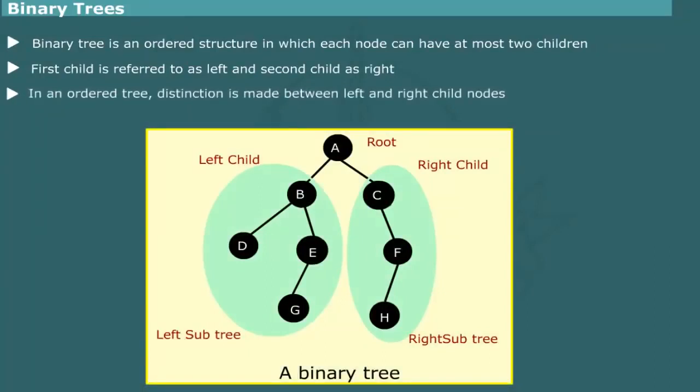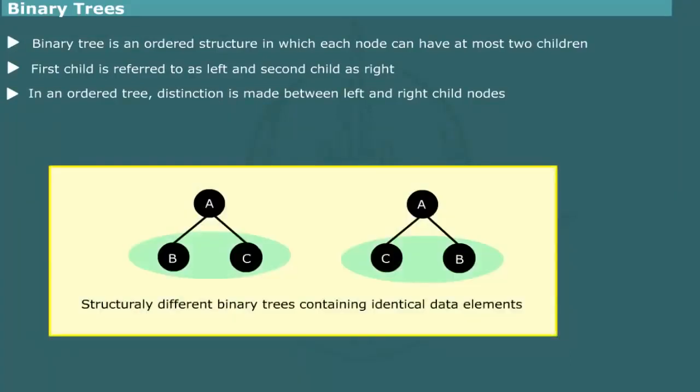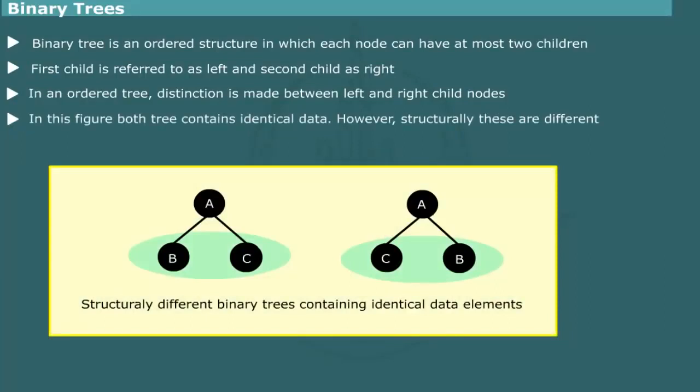Notice that binary tree is an ordered tree in which a distinction is made between left and right child nodes. Consider, for example, the 2 binary trees shown. Although both trees contain identical data elements, structurally these are treated as different trees.